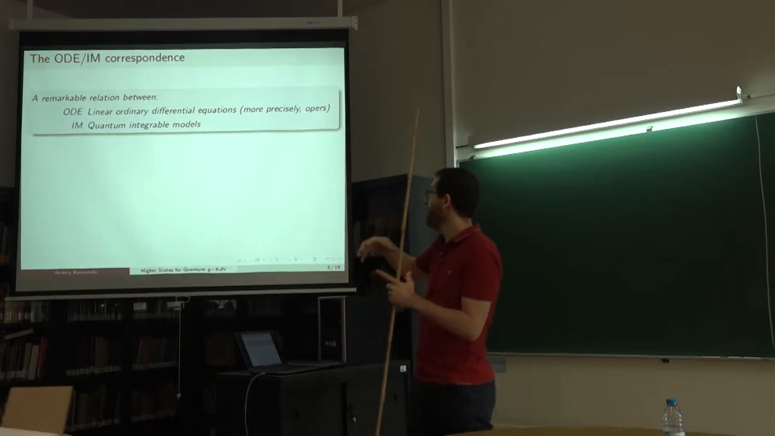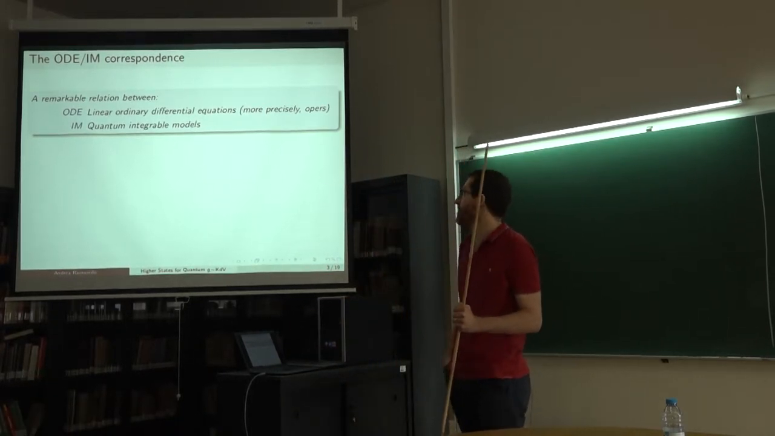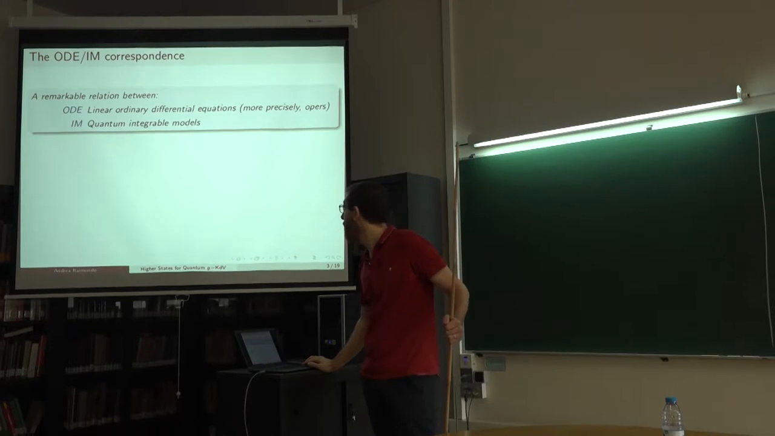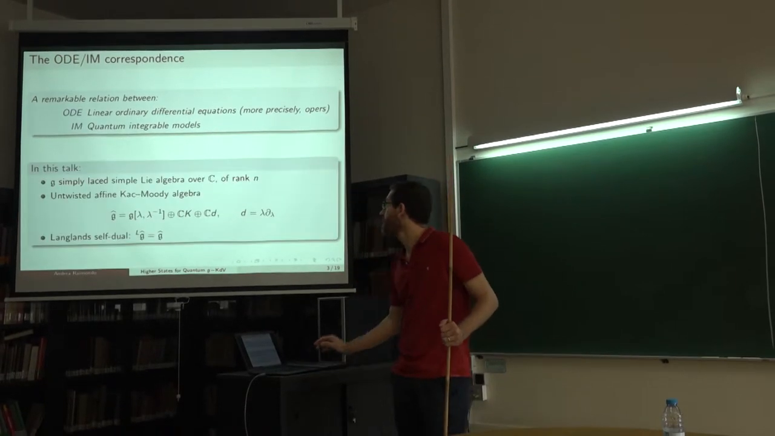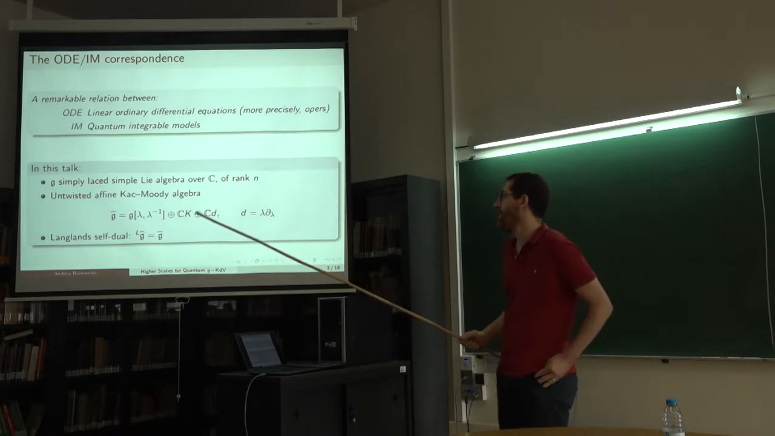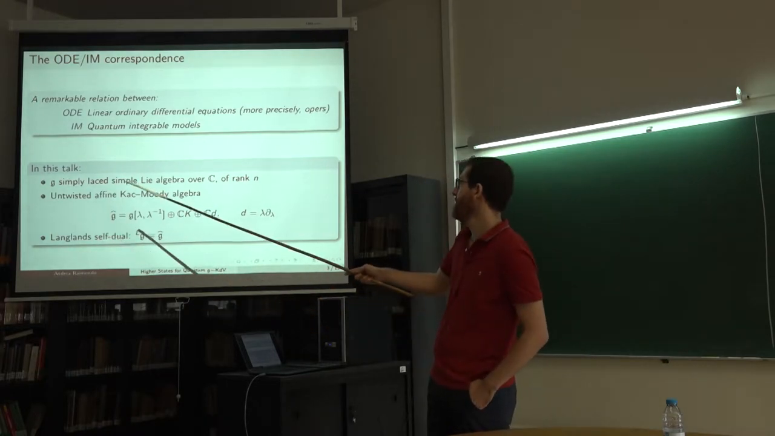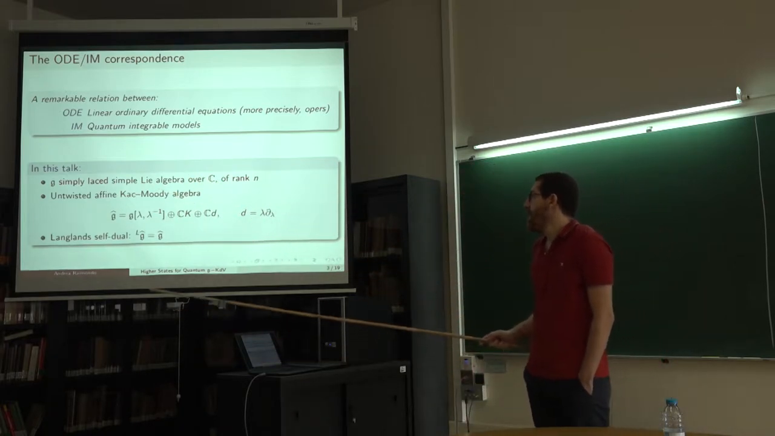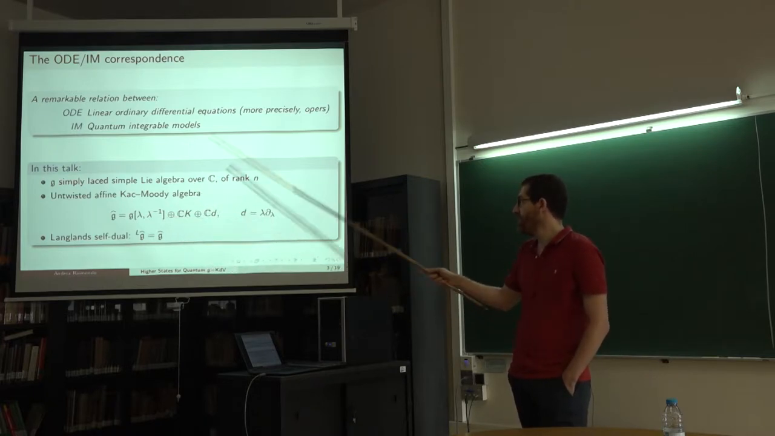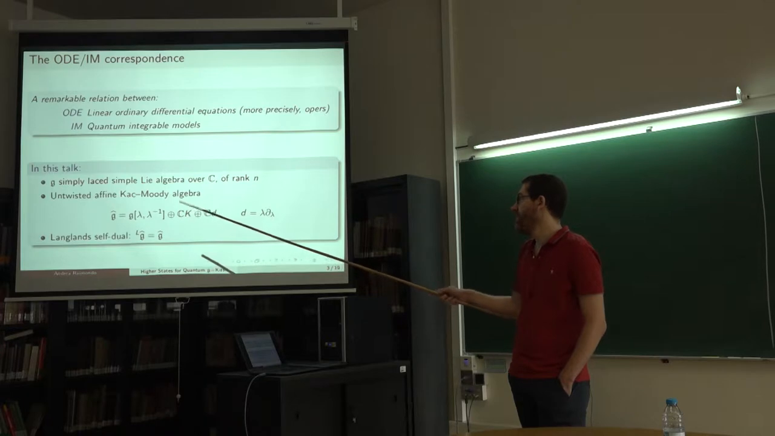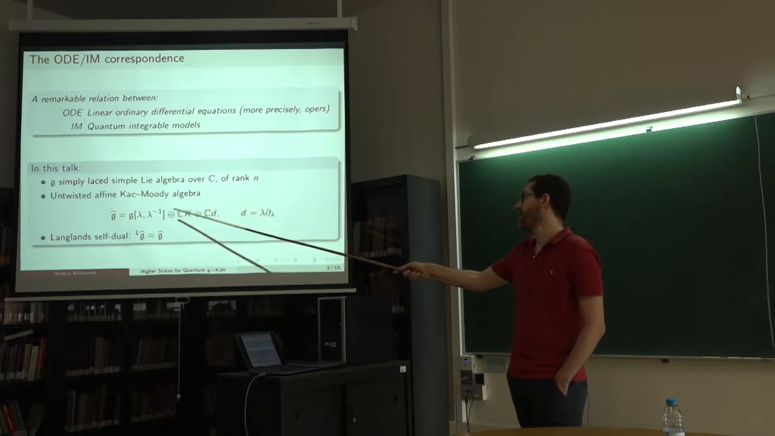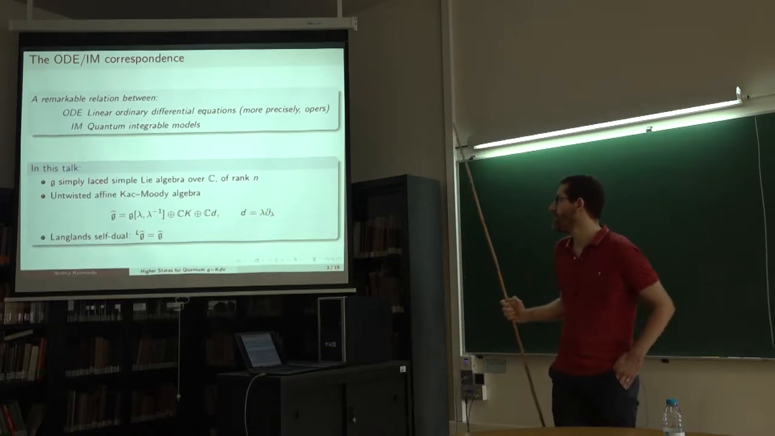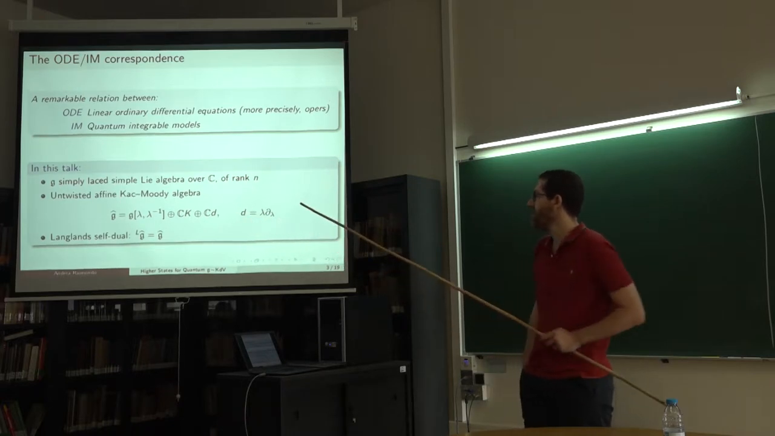So there is a bunch of correspondences, and they are labeled, if you want, by affine Kac-Moody algebras. In this talk, I will consider a rather simpler situation. I will take g to be a simple Lie algebra over C, of rank n, and ĝ, which is in the title, is an untwisted affine Kac-Moody algebra. So take the loop algebra, with central extension, and I will need the whole Kac-Moody algebra, so also with this scaling element here.